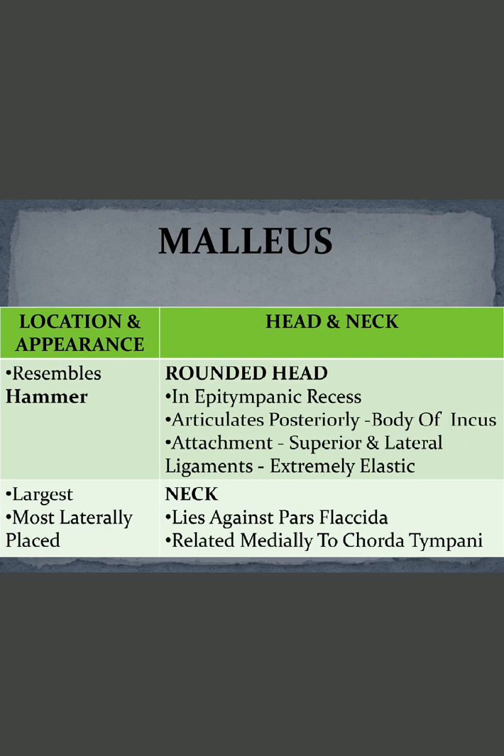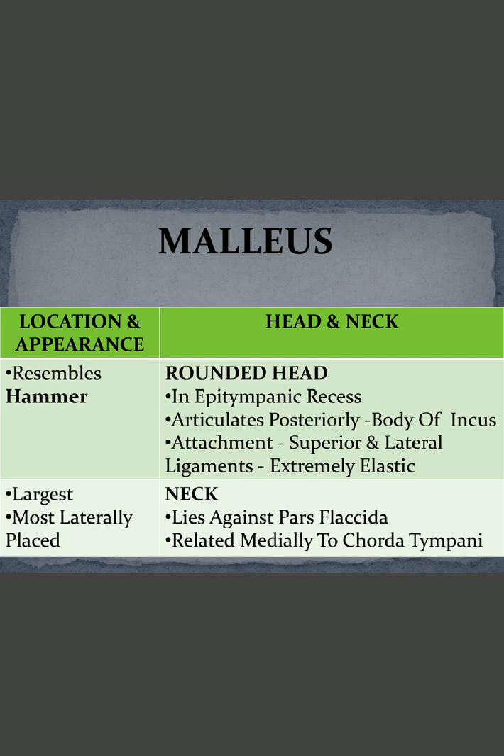Parts of the malleus. Malleus has a head and a neck. What is the head like? It is rounded. It lies in the epitympanic recess. It articulates posteriorly with the body of the incus. Incus is the second ear ossicle. It is attached with the help of superior and lateral ligaments. Malleus basically has three ligaments, superior, lateral and anterior, and all these three are extremely elastic. So the ligaments attached to the head are the superior and the lateral.